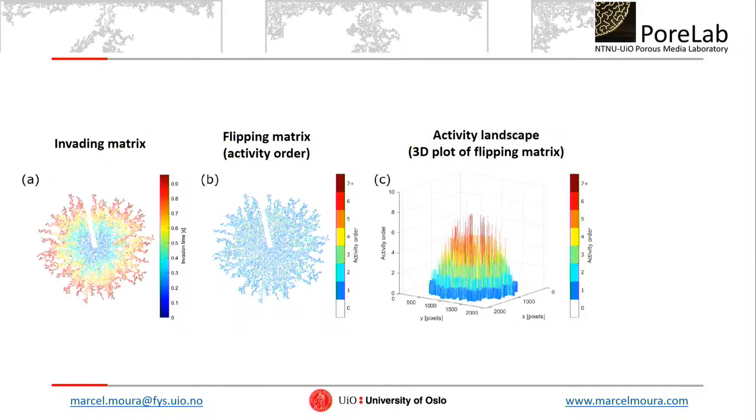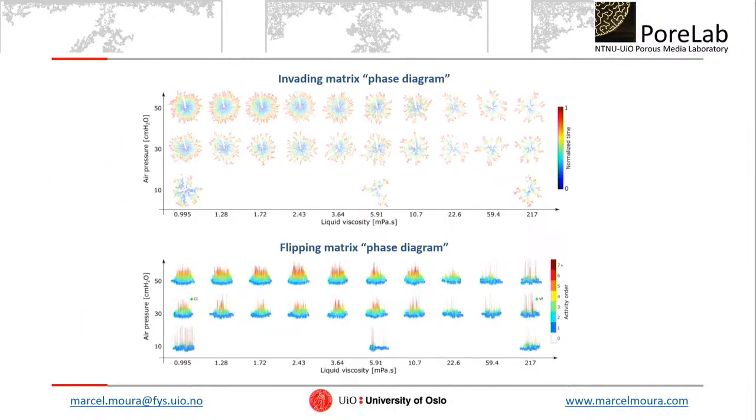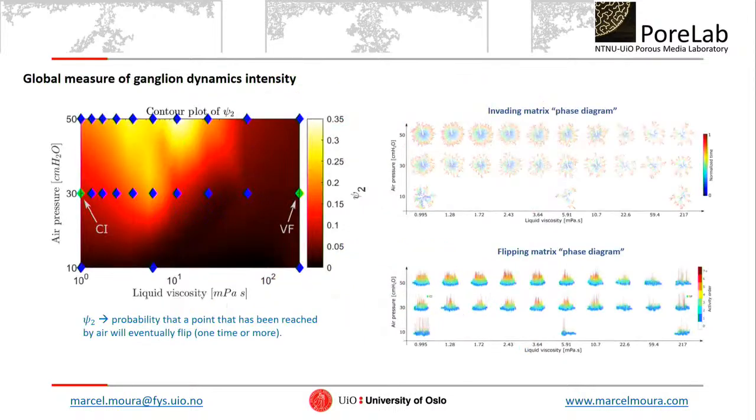So we have these 3 things. The information of these 2 is basically the same. It's just a color map here. And this is the flipping matrix that I explained before. And we can do this for the whole phase space that we have. And we see that on this region here, that's where we have these taller mountains. So that's where you have more flipping, more intermittent dynamics.